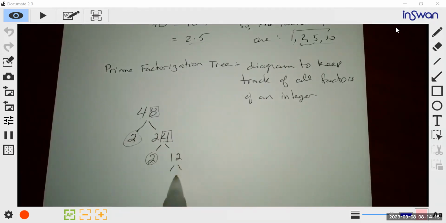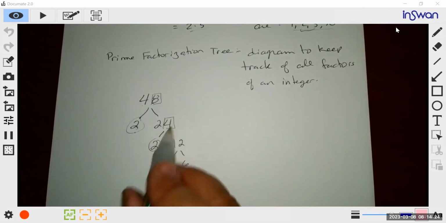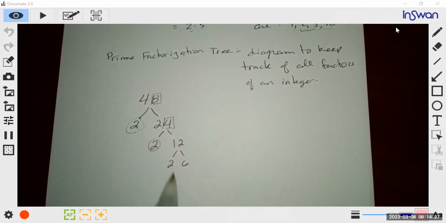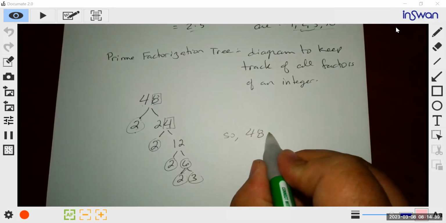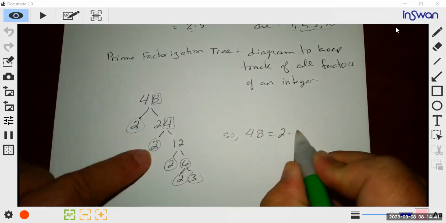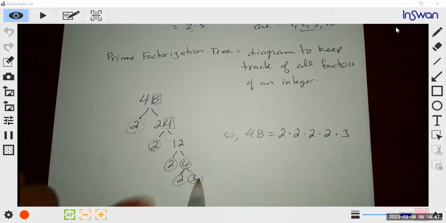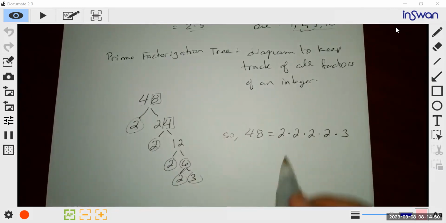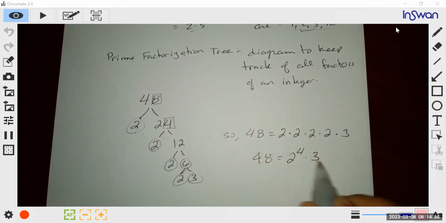We can keep on going down until you can't break a number down any further. 12 is made up of 2 times 6. 2 times 6 is 12. 2 times 12 is 24. 2 times 24 is 48. So that's a prime number. 6 is made up of 2 times 3. And these are both prime numbers. So 48 is made up of 2 times 2 times 2 times 2 times 3. 1, 2, 3, 4 twos times 3, which means 48 is made up of these numbers.